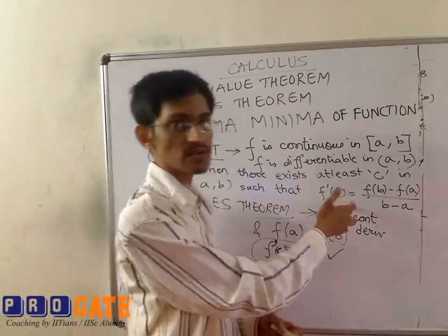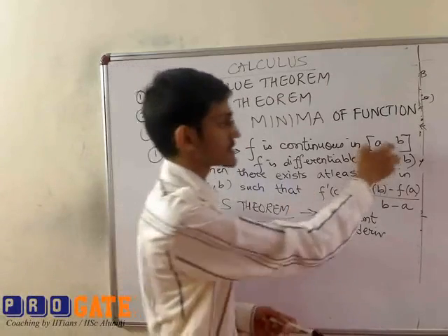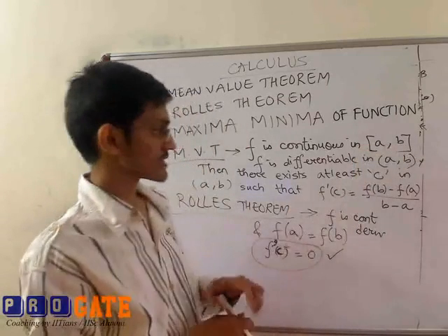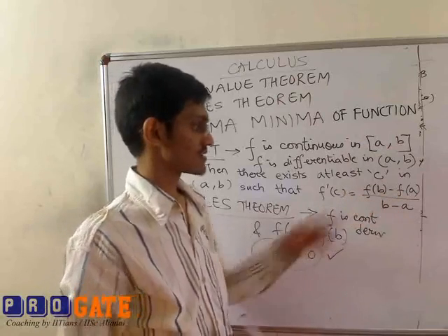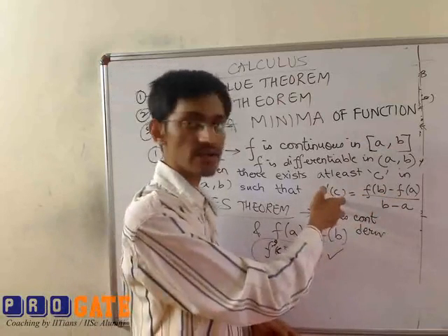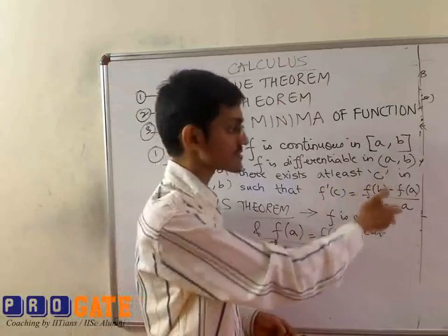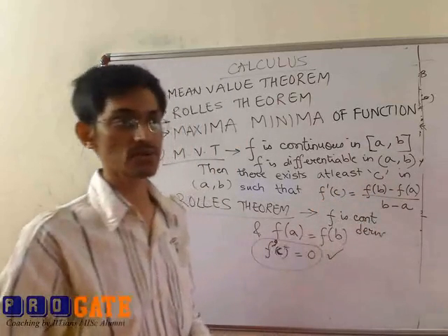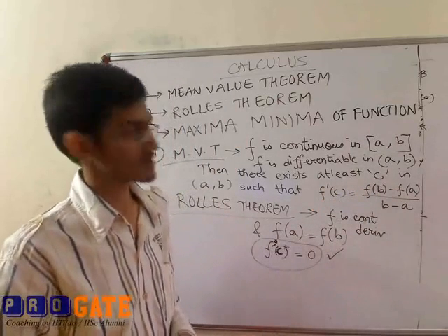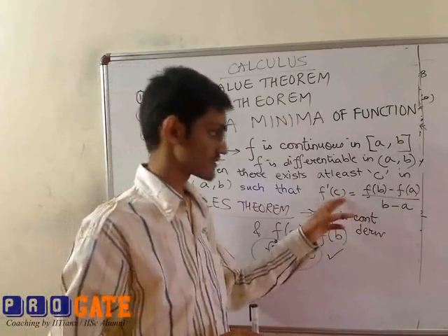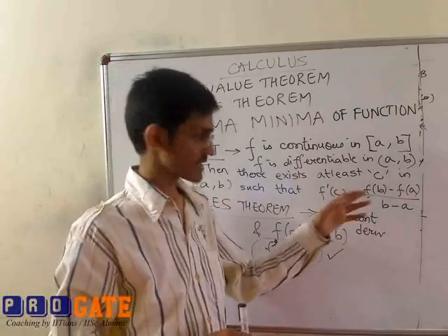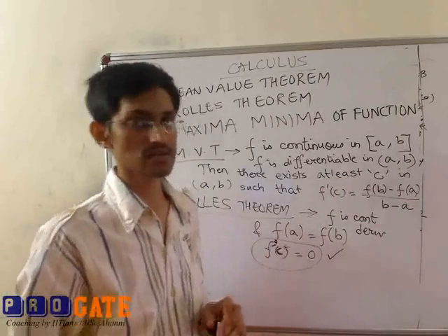So you can have some minor sums based on this. Simple examples: a function is given within an interval a comma b. You need to evaluate f dash of c, or find the point at which f dash of c would be equal to f of b minus f of a upon b minus a. Since you have the function f dash of x, you know f dash of c, equate that and get the respective x.